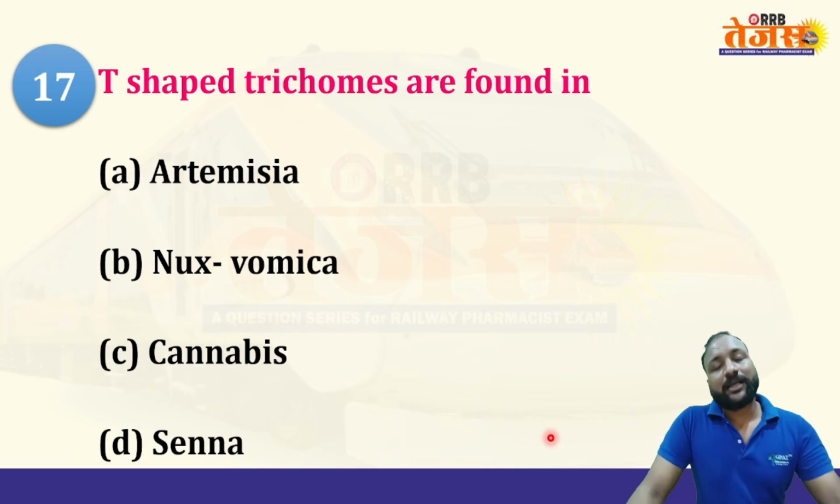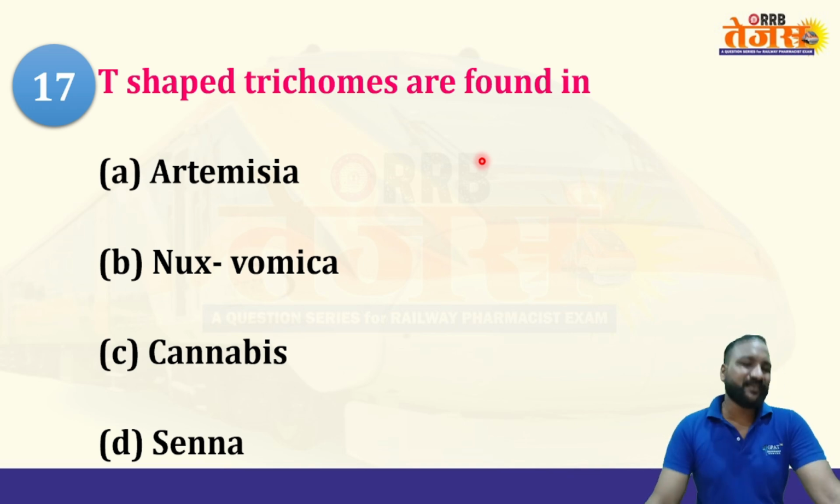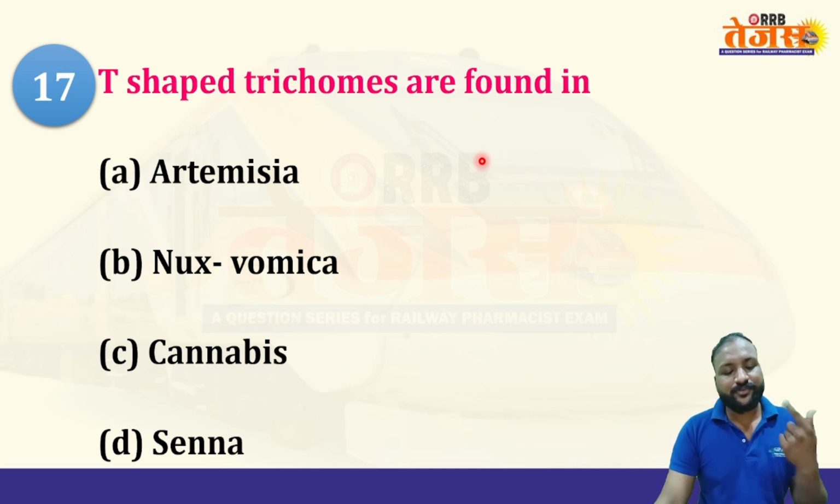Next, question number 17: the T-shaped trichomes are found in? Because there are different types of trichomes, like the stomata. But we need to remember the example for each type of trichome. Option A, Artemisia. Option B, option C, cannabis, and option D, senna.